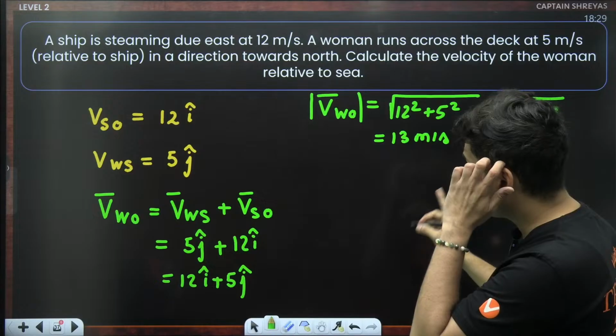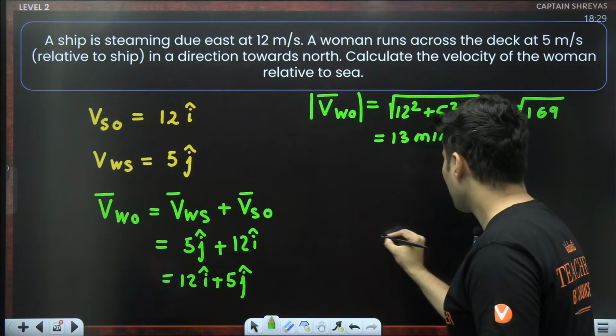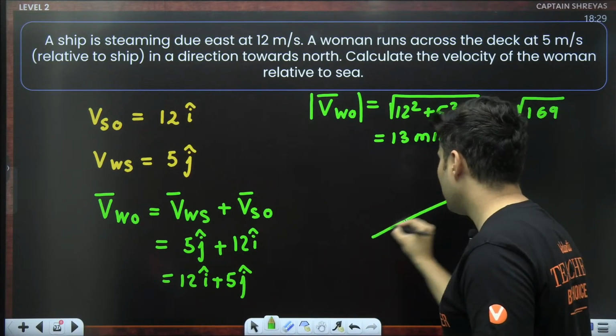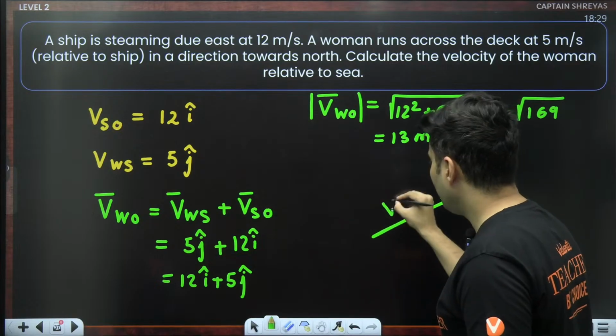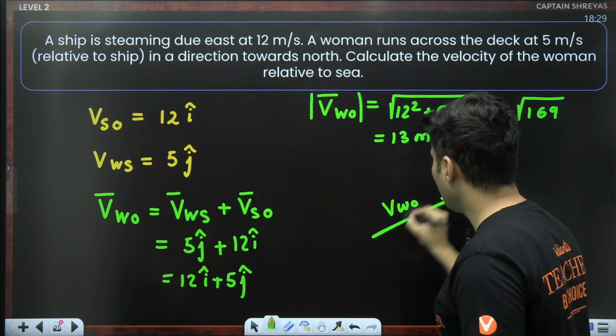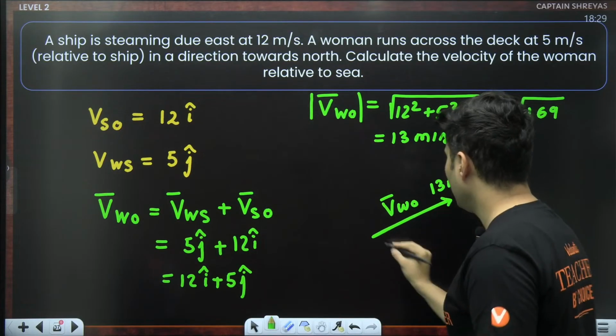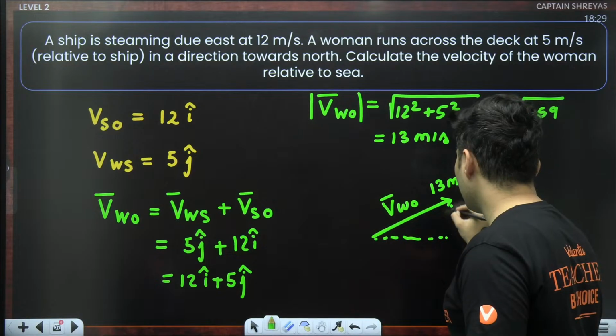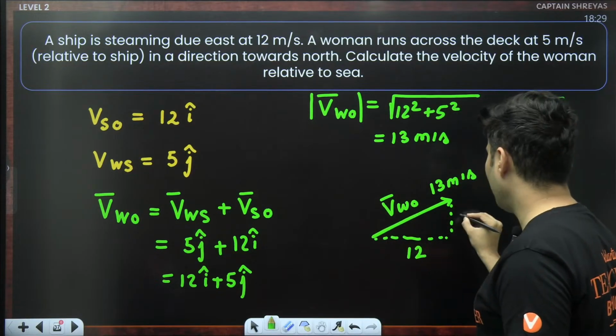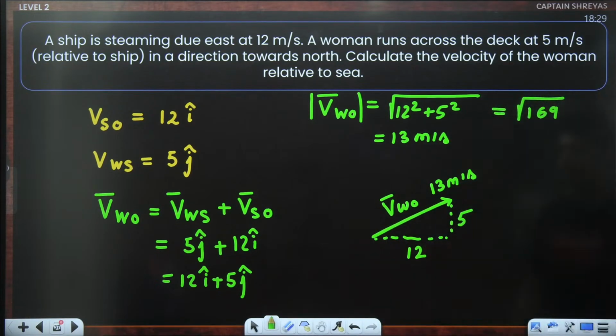So 12i plus 5j will be something like this. This will be the velocity of the woman with respect to the ocean, which will be 13 meters per second. It will be 12 units here, and 5 units over here. That is what it will be.